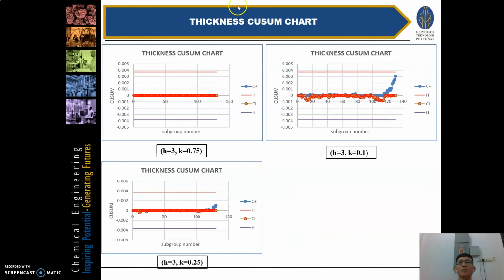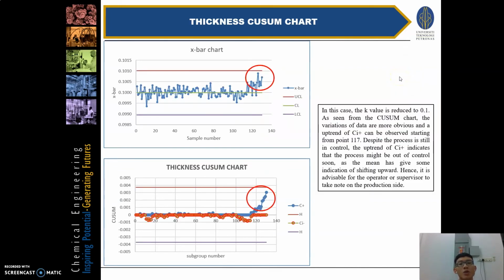So this is our Q-sum thickness chart, and over here we can see that there's no significant variations when we use the given parameter, and we further reduce down the K value to 0.25 to increase the sensitivity, but the variations are not that significant either. So at the end we reduce the K value to 0.1 and we see slightly better variations, and then we compare this one to our X bar chart.